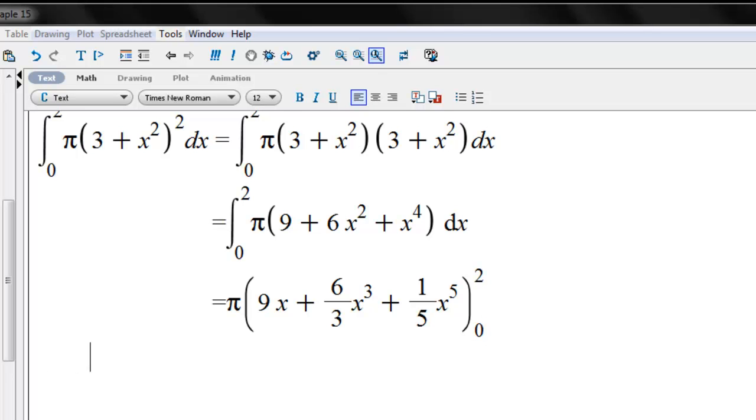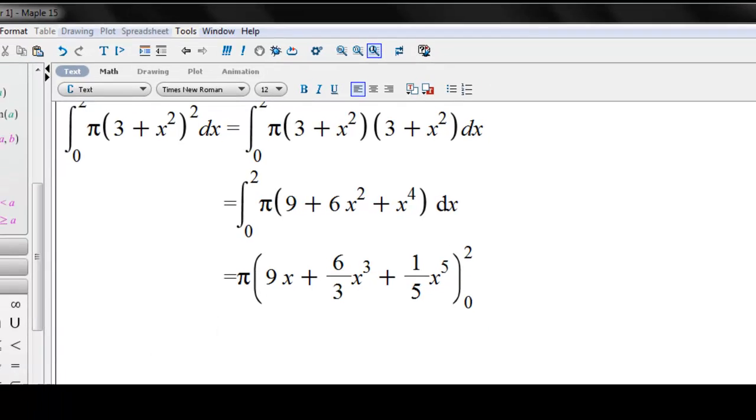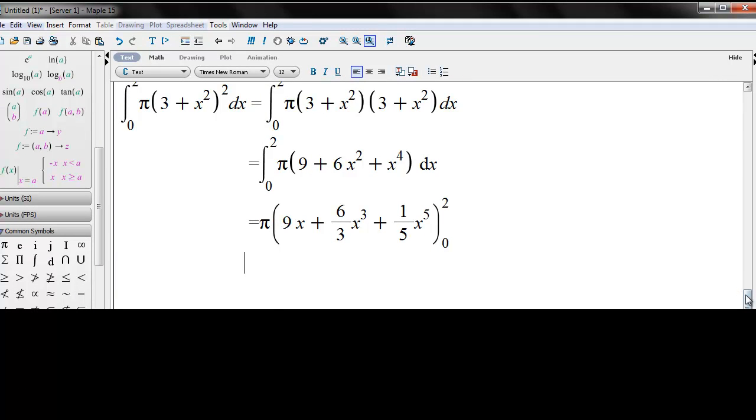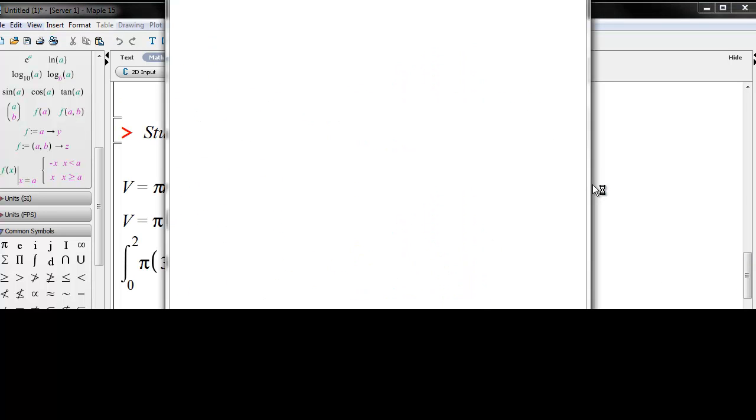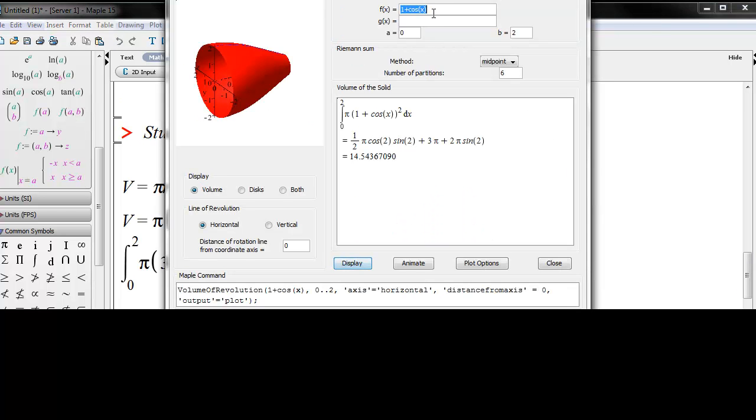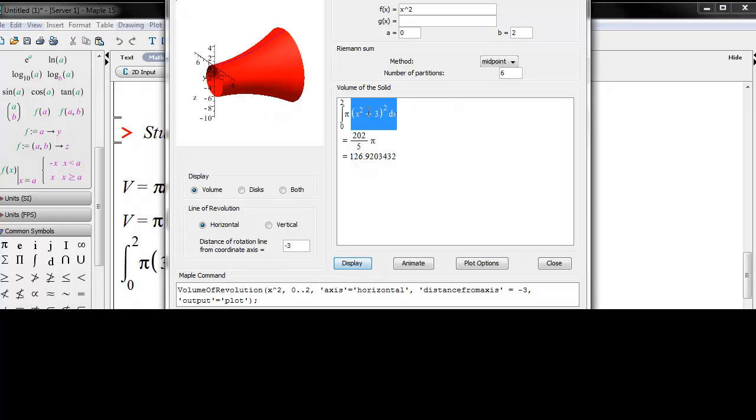The rest of the problem from this point is arithmetic, and you can finish it from there. Let's go back up to compare what we have with what Maple is doing here in the Volume of Revolution Tutor. So we'll go back in here and set up the x squared. We have 0 to 2. That looks good. We have a horizontal axis of revolution around the line y equals -3. There's the same integral that we set up ourselves, and there is the exact answer as well as the decimal approximation.